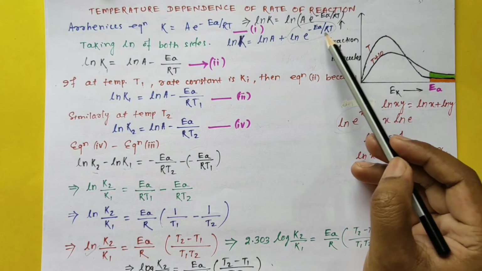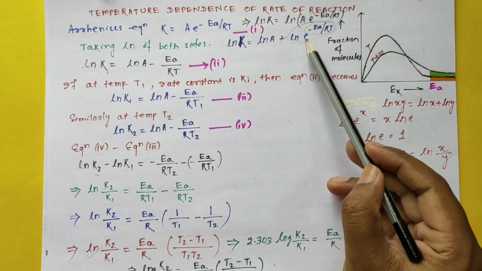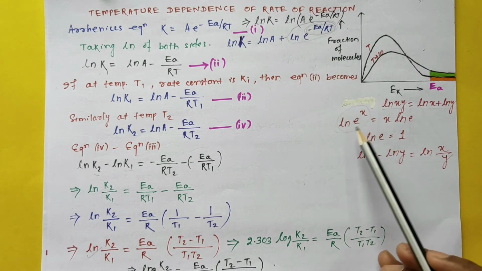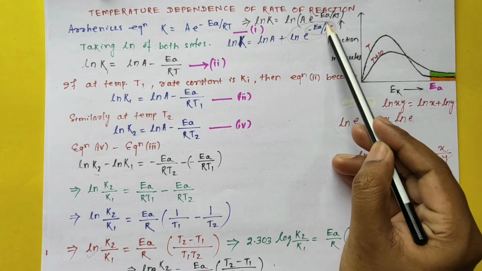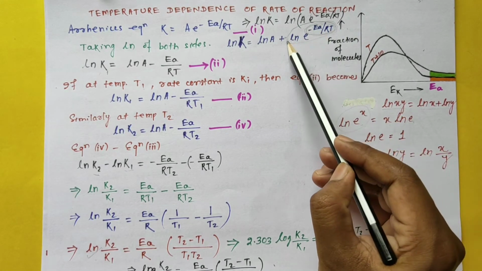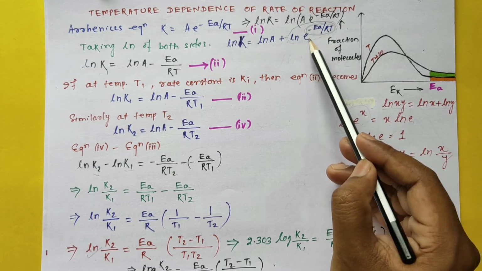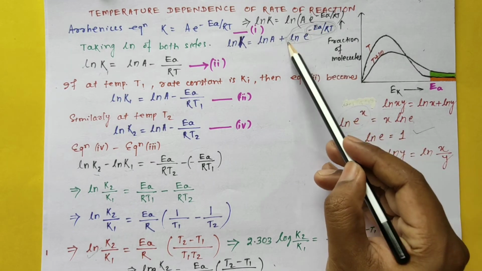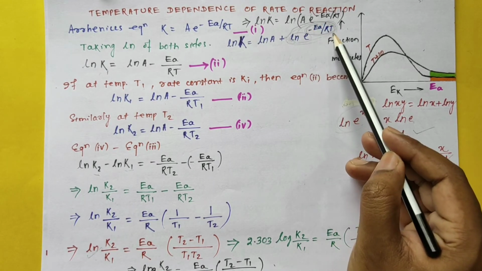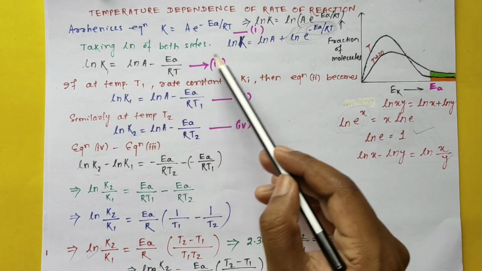You see here, this is in the exponent position. So ln e^x is equal to how much? ln e^x is equal to x ln e. We put the formula: this is the exponent and it will come to the coefficient position. So it will be minus Ea by RT ln e, and we know ln e is equal to 1. That means this expression will be minus Ea by RT. So you see ln k = ln A minus Ea/RT.